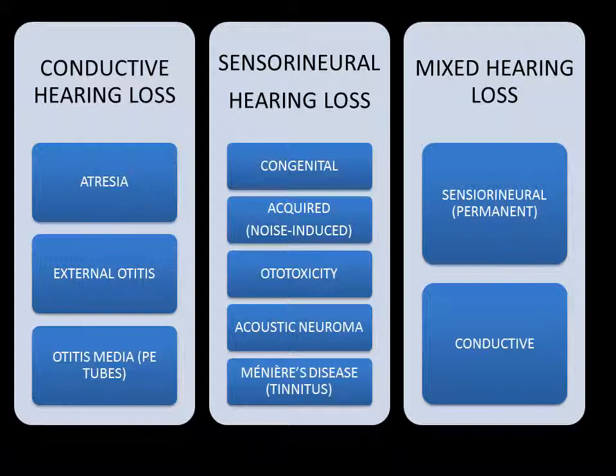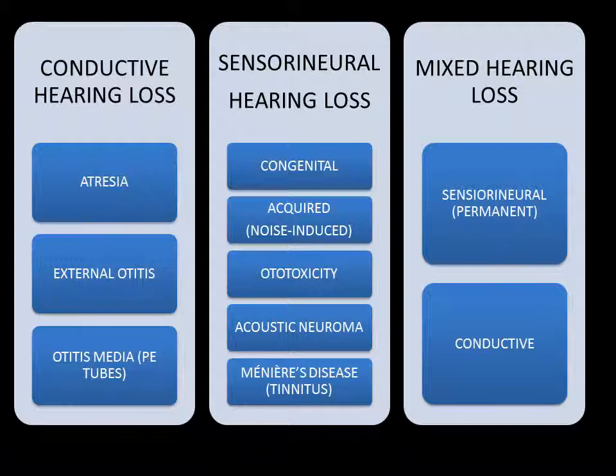Now, sensorineural hearing loss occurs when there's damage to the cochlea or the acoustic nerve. This hearing loss doesn't just affect loudness, like conductive hearing loss does. It also affects the signal, so the person's ability to recognize and understand speech sounds and words is affected. Sensorineural hearing loss can be congenital, which is from birth, or acquired, which occurs after birth.